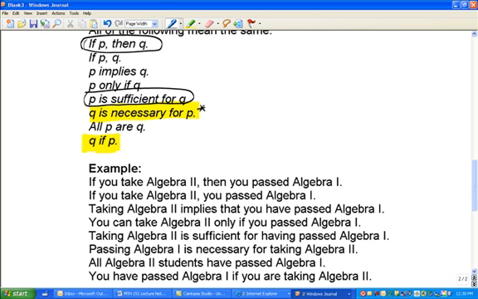Now, here's one where it's reversed. Passing Algebra 1 is necessary for taking Algebra 2. All Algebra 2 students have passed Algebra 1. You have passed Algebra 1 if you are taking Algebra 2. So all of those mean the same thing, and I wanted to illustrate that those words are equivalent.